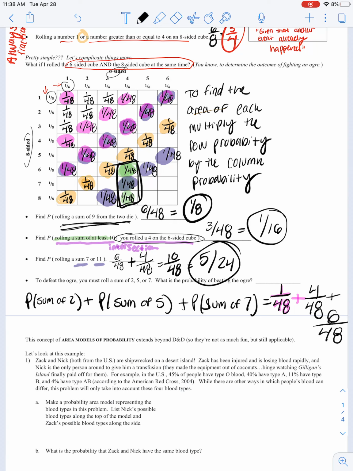Over 48. So when you add those together, we have 11 over 48 chances of winning the game and beating the ogre. It's kind of complicated. I know it looks like a lot, but the key is finding the area of each square for your probability and just answering the question at hand by looking at the diagram.